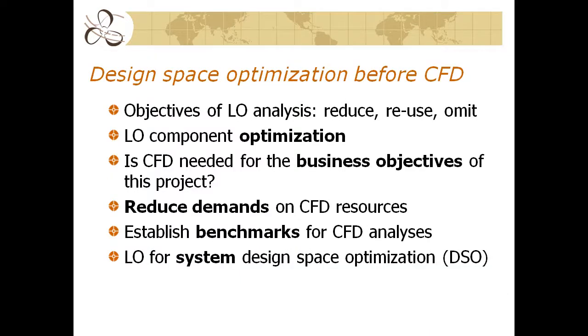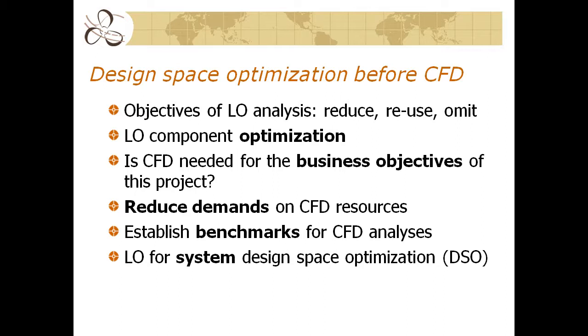So those were the established methods, giving you a sort of a playing field of the 1D, 2D, 3D kind of characteristics. Now let's talk about the use of lower order codes before CFD for what we call design space optimization. And our objectives of using a lower order analysis is to reduce the amount of CFD that's necessary, to reuse CFD results that already have been done, or potentially omit the need for CFD altogether.